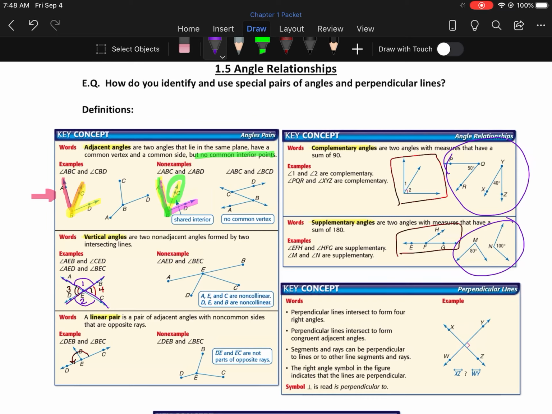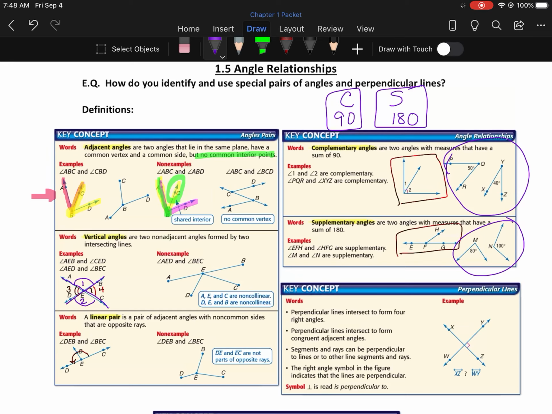The way I usually tell people to keep these two straight, think of the alphabet, think of your number line. C comes before S in the alphabet, and 90 comes before 180 on a number line. So complementary is 90, supplementary is 180. Just a little trick to help you remember which is which.